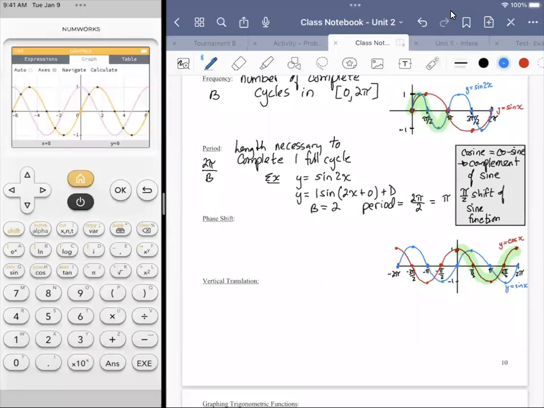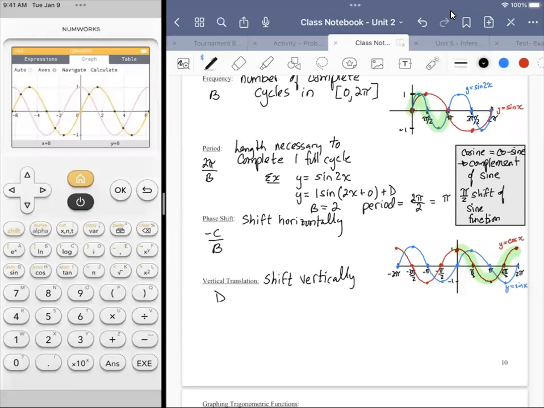Now, maybe that shifted sine wave is the cosine wave, but maybe it's not. Maybe it's just another form of a sine wave. So if we shift horizontally, that's known as a phase shift. And the rule for that is negative c divided by b gives us the number of units to shift. The vertical translation is a shift vertically, and that's whatever the d value is.